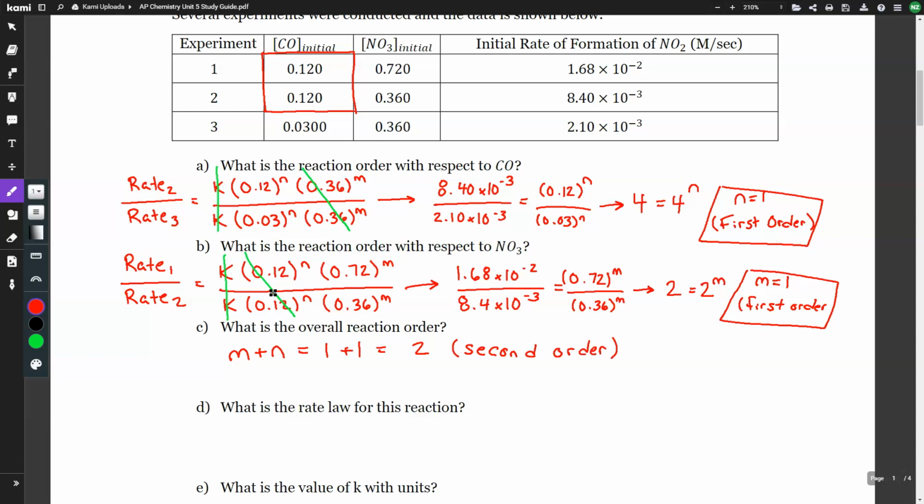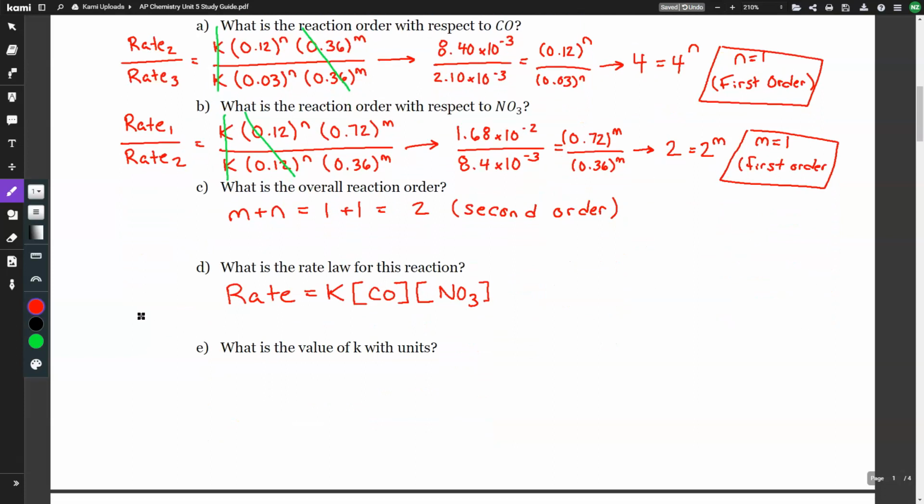All right, our rate law for the reaction is going to be rate equals K, and then we have the concentration of CO. It's first order, but we don't have to write the 1, so we'll just leave it like that. And then NO3, which was also first order, so we're just going to go ahead and leave off the 1 there.